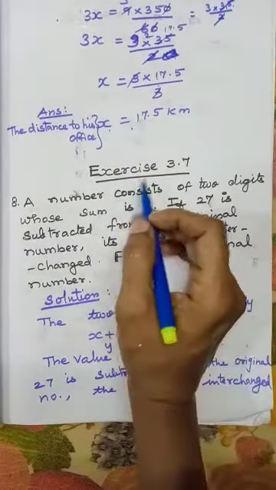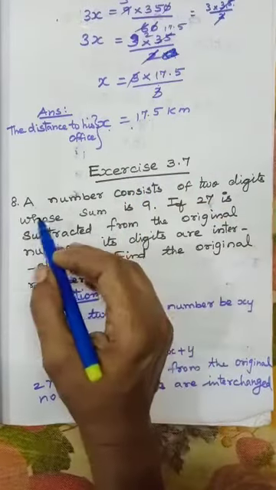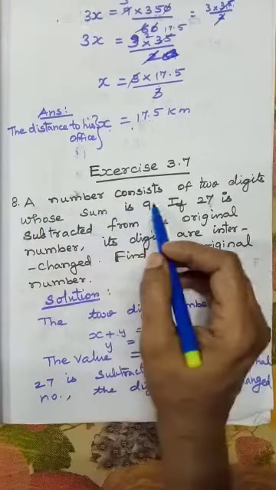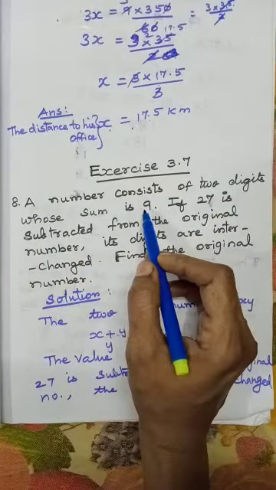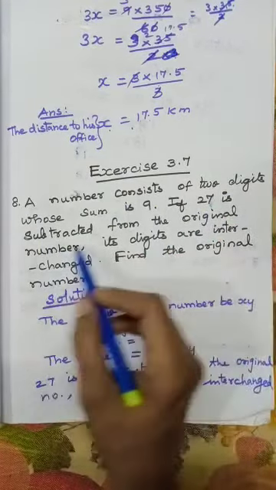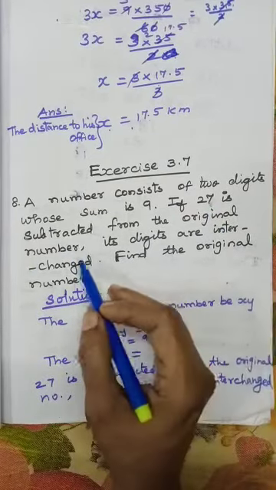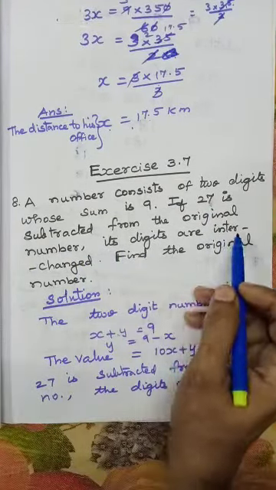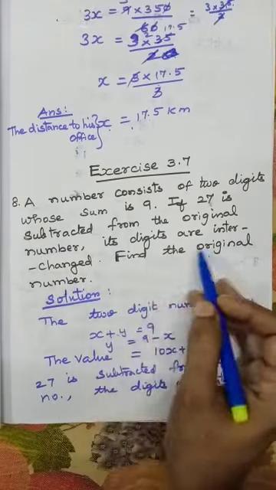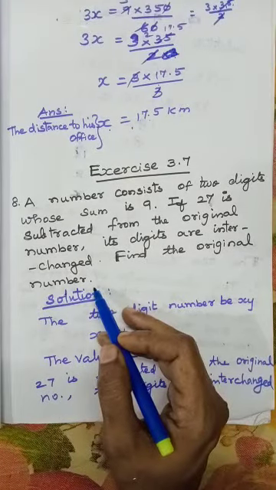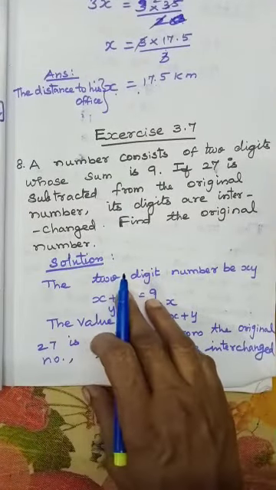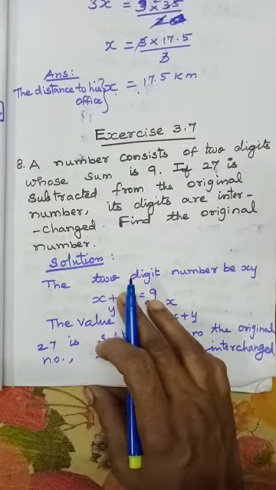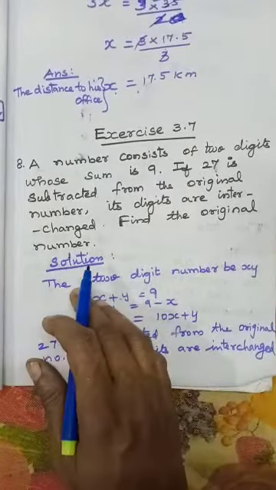Then exercise 3.7, 8th sum. A number consists of 2 digits whose sum is 9. If 27 is subtracted from the original number, its digits are interchanged. Find the original number. We have seen the same sum in the example, isn't it? Okay, we shall do it.